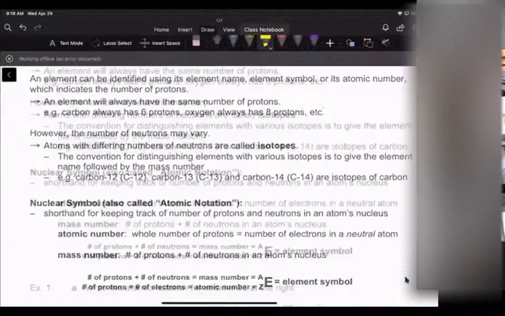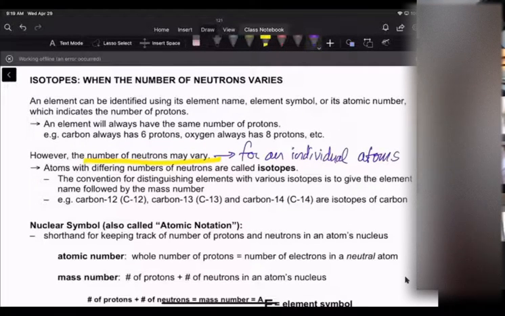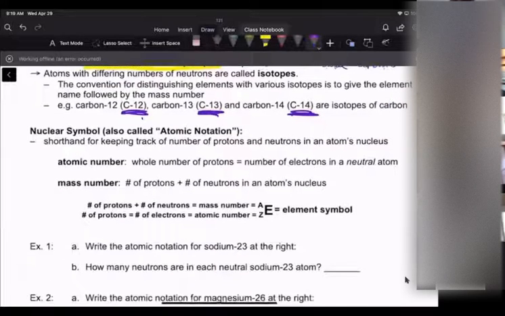All right, we talked a little bit about isotopes. Isotopes have different mass, and that has different mass because the number of neutrons can vary. So we're talking about individual atoms. So make sure that that's clear in your mind when we talk about carbon-12, carbon-13, or carbon-14. We're talking about an individual atom of carbon. And we can represent that one atom with our notation.